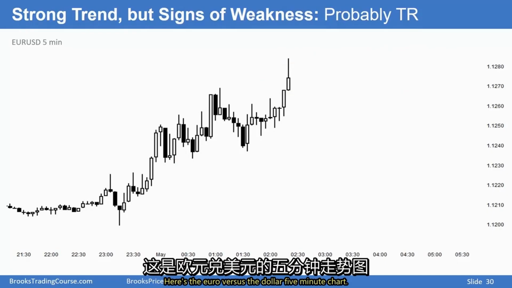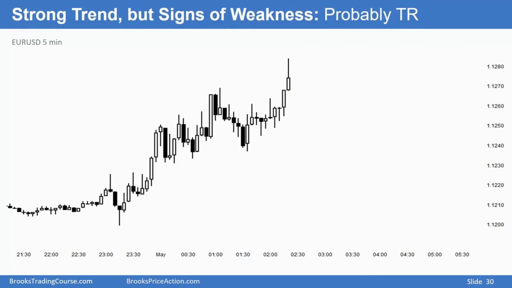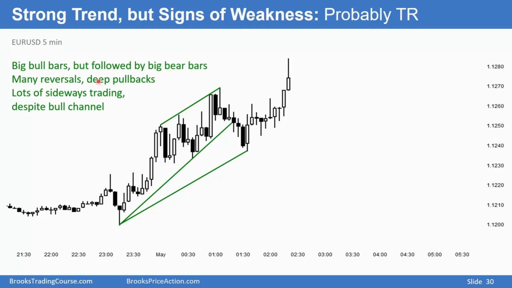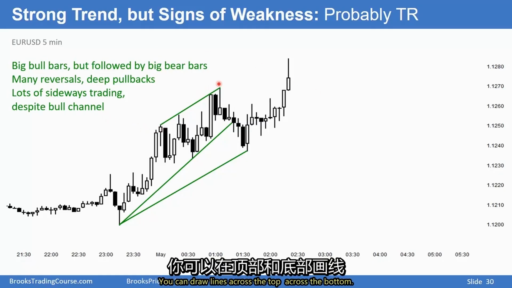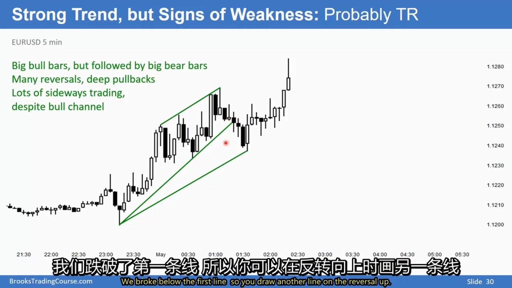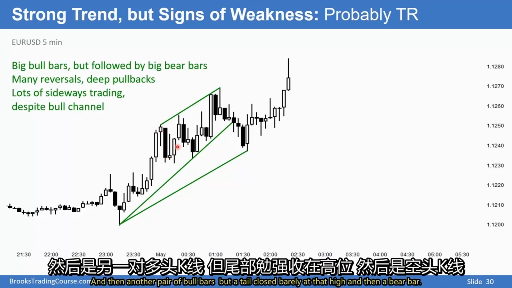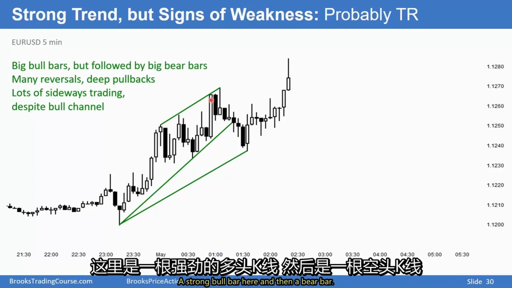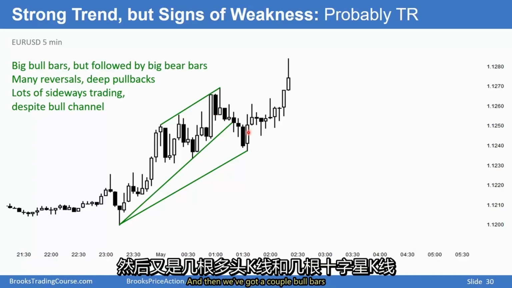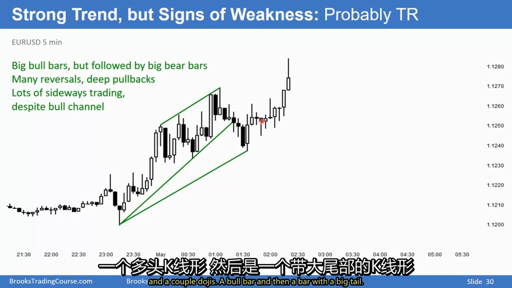Here's the euro versus the dollar 5-minute chart. You can draw lines across the top, across the bottom. We broke below the first line, so you draw another line on the reversal up. And we have a pair of decent bull bars here, but then a bear bar. And then another pair of bull bars, but a tail closed barely at that high, and then a bear bar. A strong bull bar here, and then a bear bar. And then we got a couple of bull bars and then a couple of dojis. A bull bar and then a bar with a big tail.